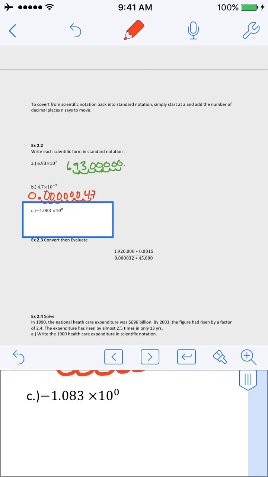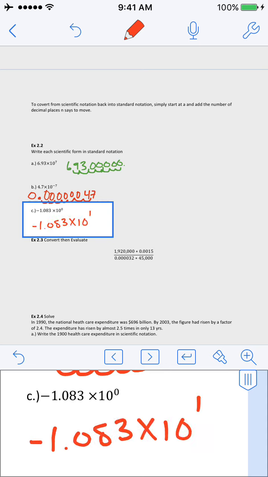All right, let's do one last one. Negative 1.083 times 10 to the 0. What number is this? Which way am I going? Trick question, right? Because anything to the 0 power is 1. So we have negative 1.083 times 1. Times a big old 1, right? And so it doesn't move. It's not a trick question.